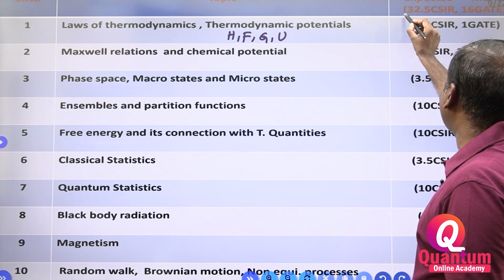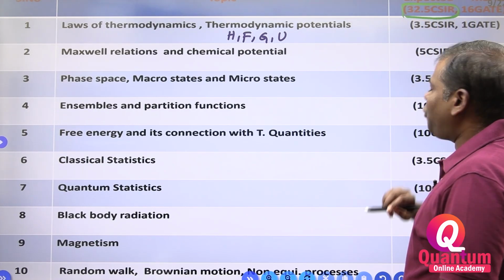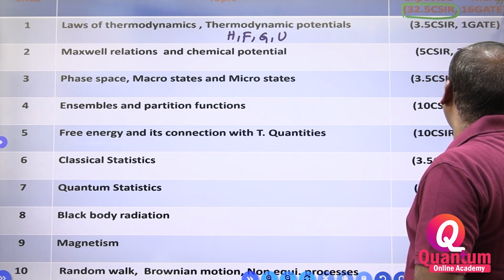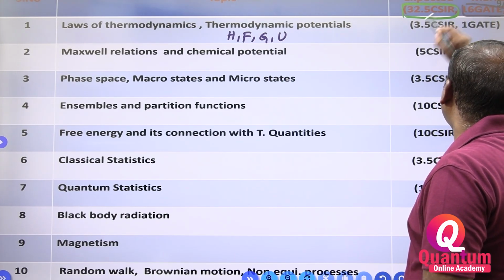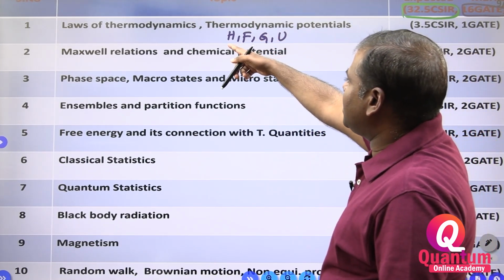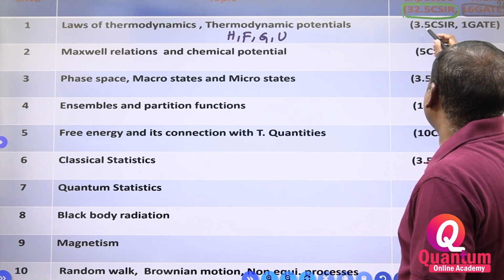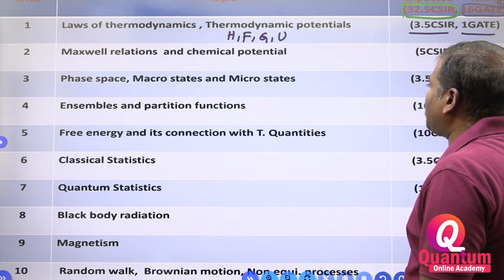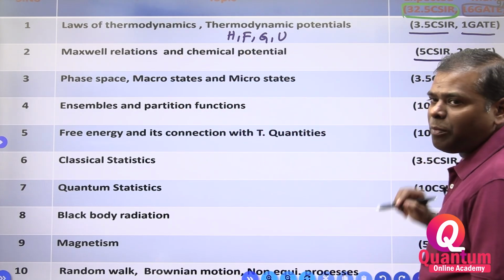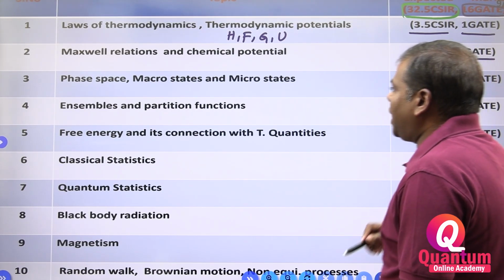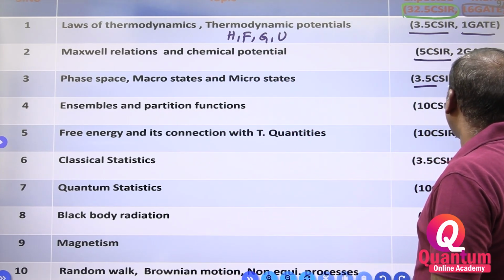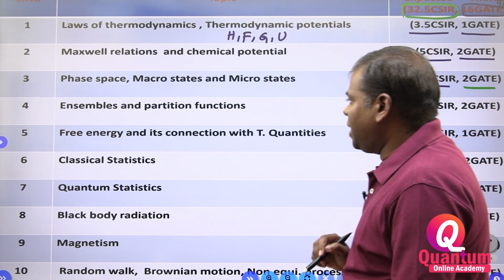In CSIR, you may get 32.5 marks from this paper. In GATE, you will get only 16 marks. From the laws of thermodynamics and thermodynamic potential, 3.5 marks in CSIR and 1 mark in GATE. In Maxwell relations and chemical potential, 5 marks in CSIR and 2 marks in GATE. Phase space, microstates and macrostates, you get 3.5 marks in CSIR and 2 marks in GATE.